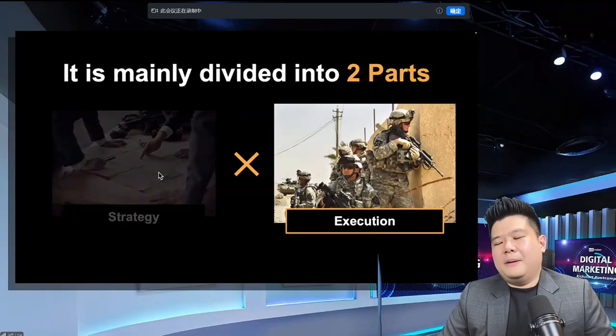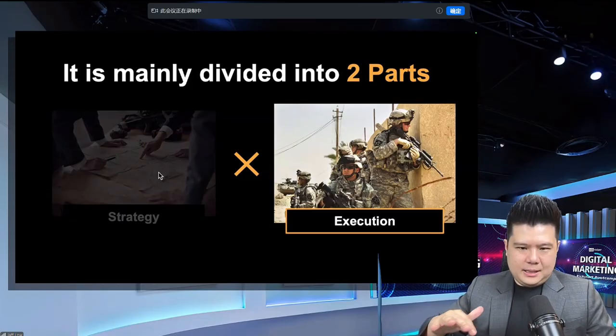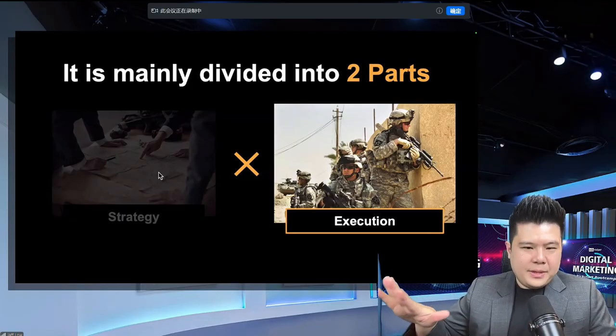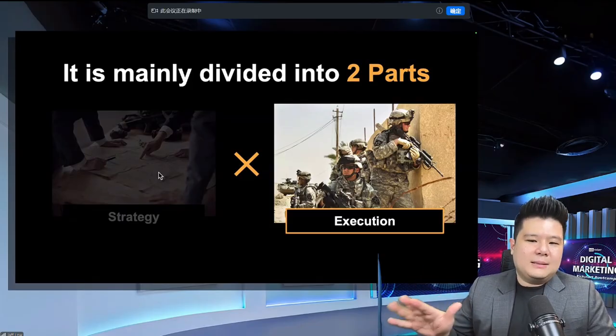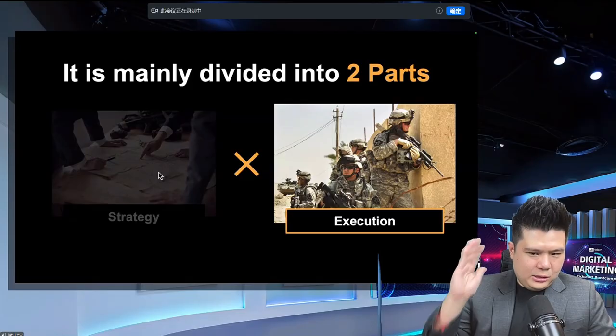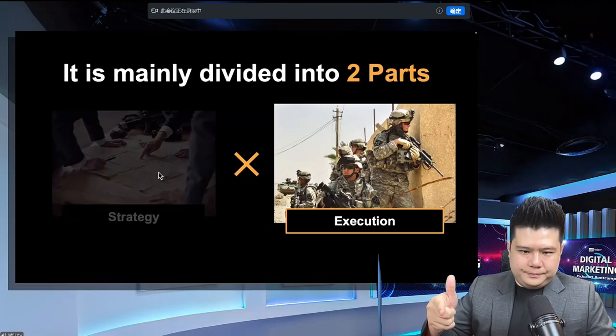But a lot of people, you learn a lot of strategy, you know a lot of things, but you couldn't step out, you couldn't take the first step. But don't worry, I can guarantee all of you here today, you will see something that even if you are very, very non-tech savvy, you will be able to do it.